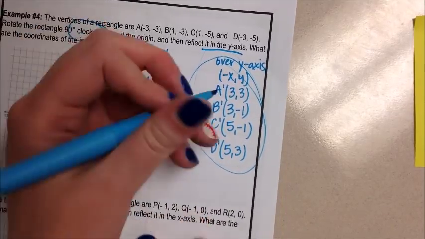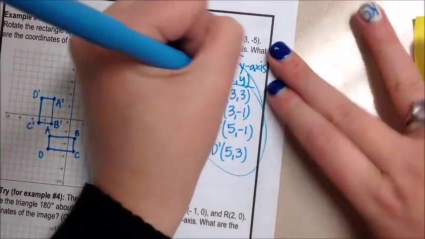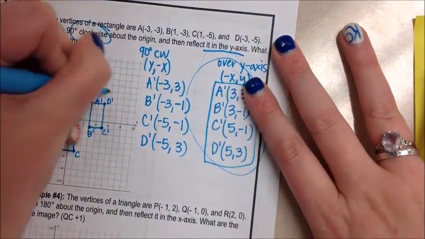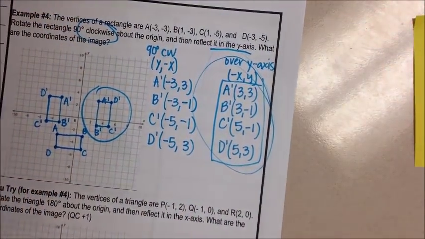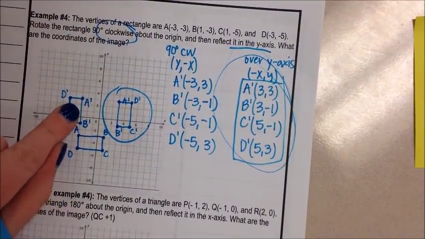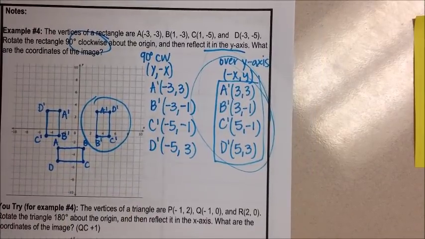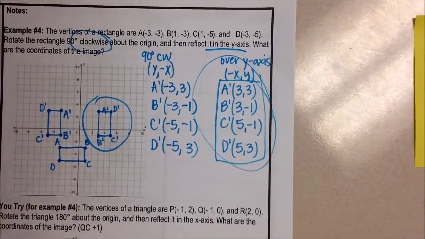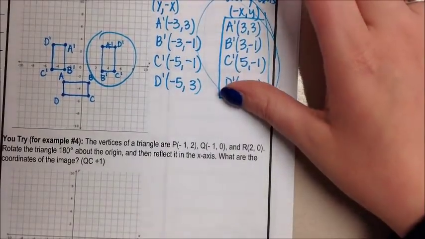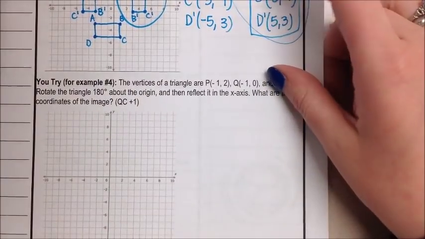So the coordinates of the image are these right here. Okay, those are the coordinates of this image. This is the image that they were looking for after it's been rotated and then reflected. Okay? Okay, go ahead and do the U try. It's worth 1 point on your quick check.